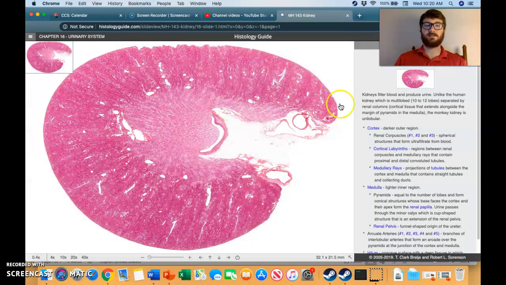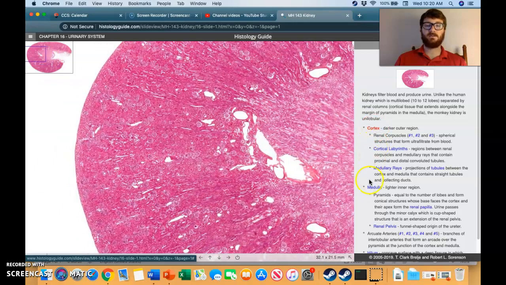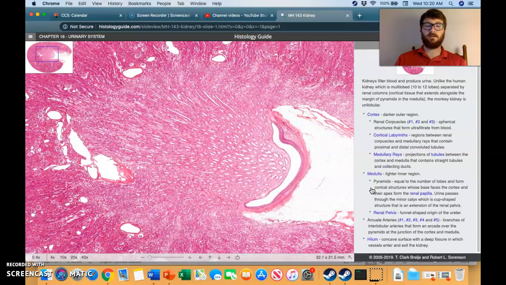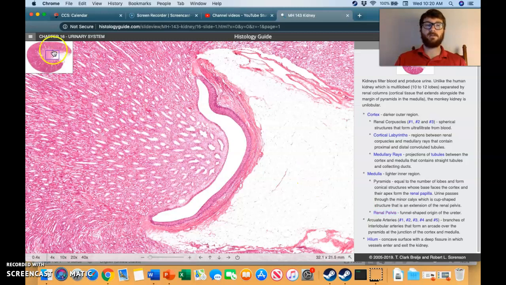discover these things. And so here is a kidney, the overall structure, cross-section, and this is a kidney of a monkey. And you have the cortex, dark region, the medulla, the lighter region, as well as some of the smaller regions within it, such as the renal pelvis.